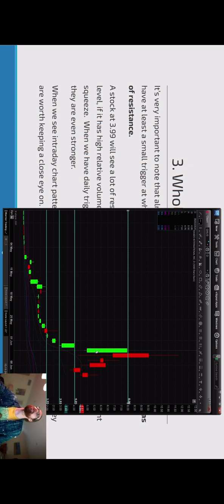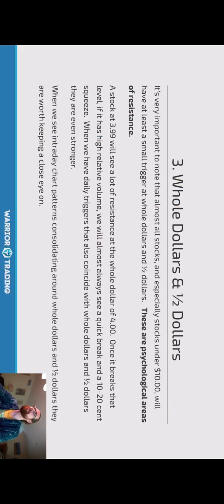So if we were trading this stock on this day right here, we would have been looking at the break of $8. That's a continuation setup, a break of the previous day's high, and it also coincides with a whole dollar. So it's kind of a little bit of 2 setups in one in that moment.